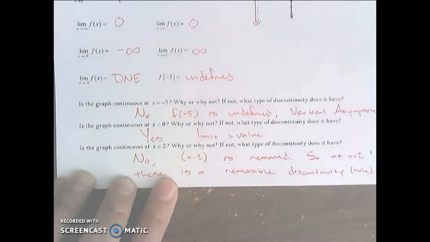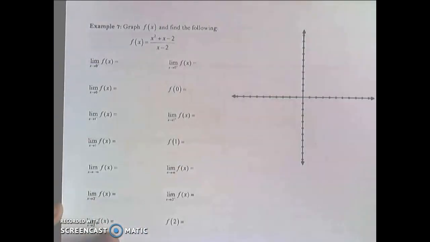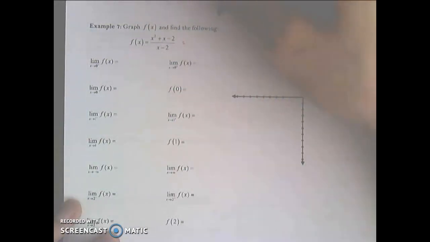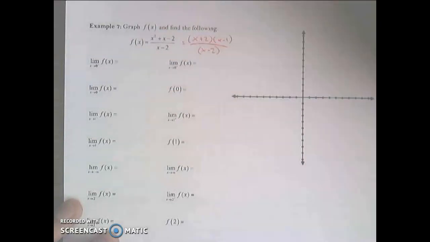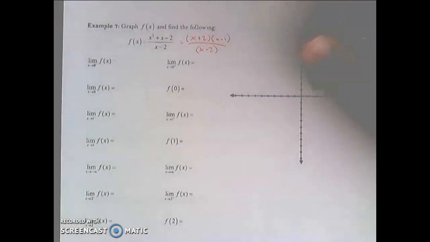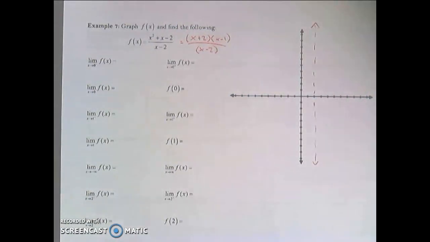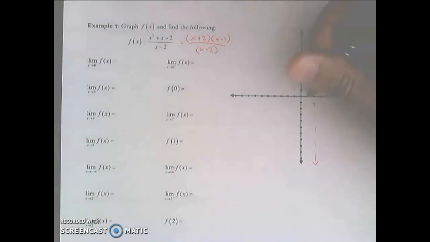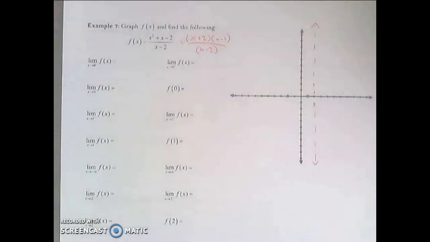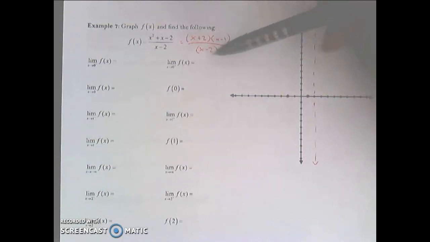Let's try one last example. So here I've got this rational function. First thing I want to do is factor. I know that the numerator factors to x plus 2 and x minus 1, and the denominator is just x minus 2. So we've got a vertical asymptote at x equals 2. We've got zeros at -2 and +1. We've got a y-intercept of, let's see, plug in 0, we have 2 times -1, so that would be -2, over -2, so that would be 1. We've got a y-intercept of 1.